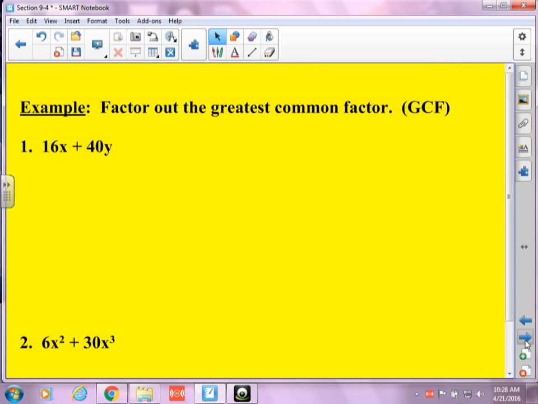This asks me to factor out the greatest common factor, and you did this in elementary school. Okay? You actually did it in 7th grade. So this is what you do. How many terms does the number 1 problem have? It has 2, doesn't it? Yep. One of the terms is 16x, and the other one is 40y. So when you do these, you take each term out.